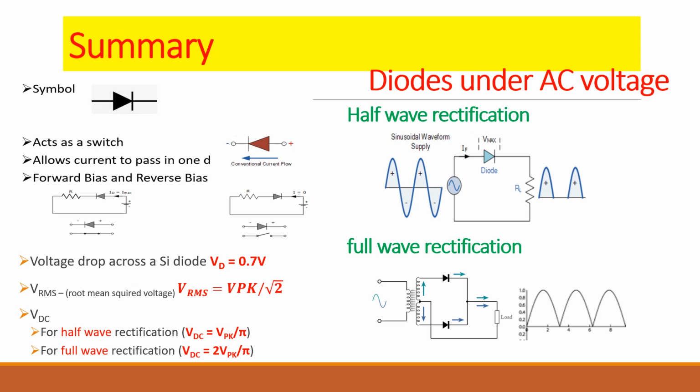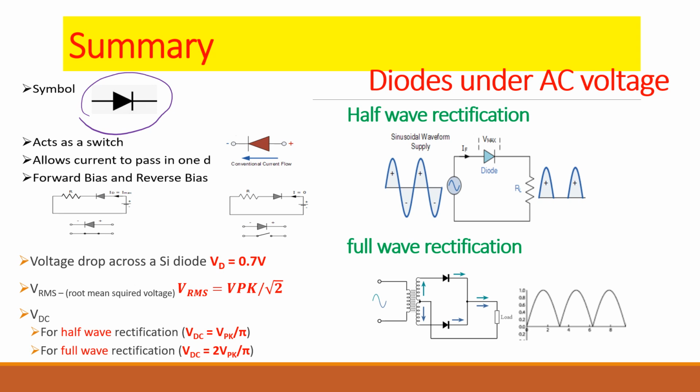Okay, so the theory, the summary of the things that you need to know: the symbol of a diode. It will look like this. You need to know that it has two configurations, reverse bias and forward bias. It is really important to understand whether the diode is in the forward bias or the reverse bias. Then it is like a switch. When it is in the forward bias, it is a closed switch, and when it is in the reverse bias, it is an open switch, so it does not let the current pass.